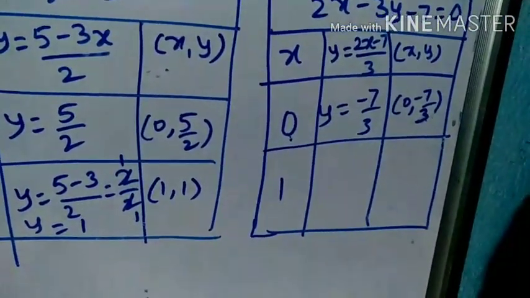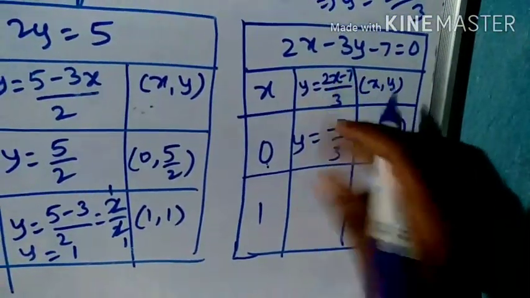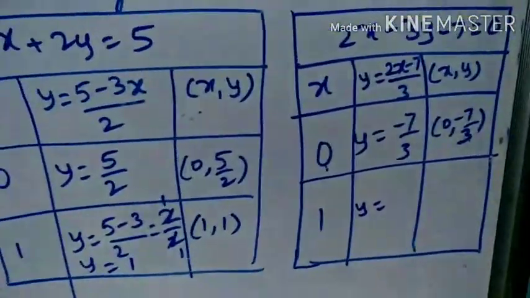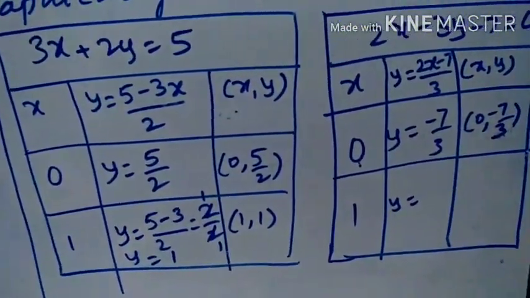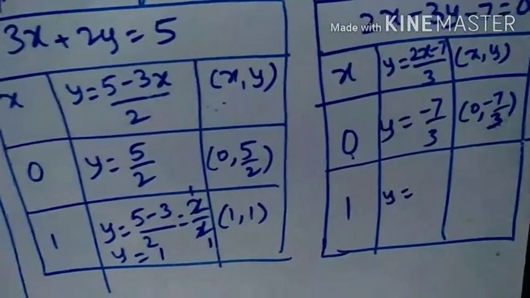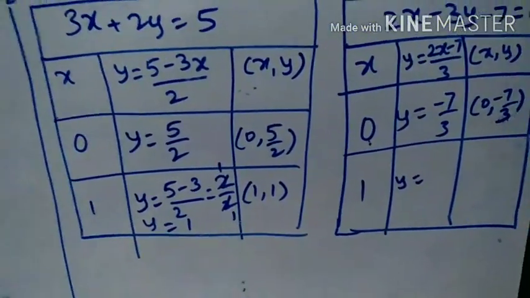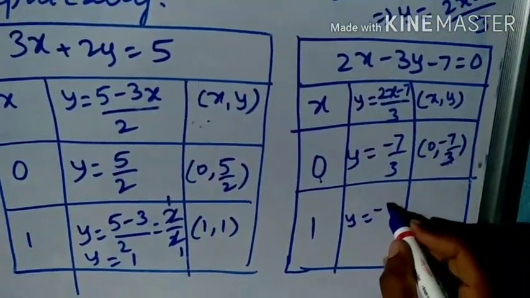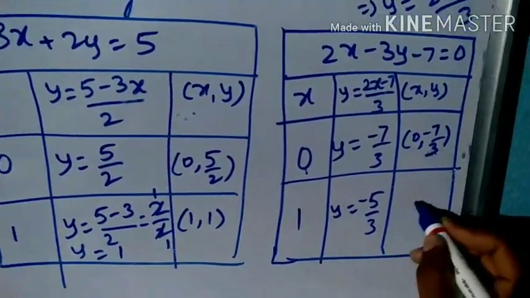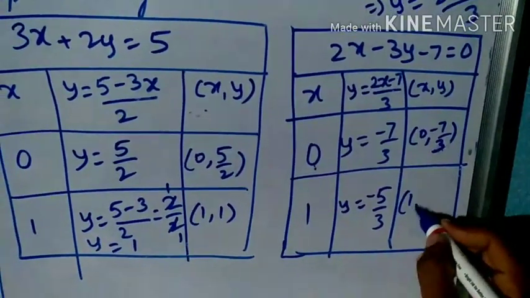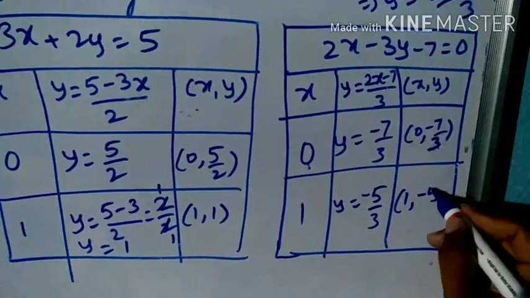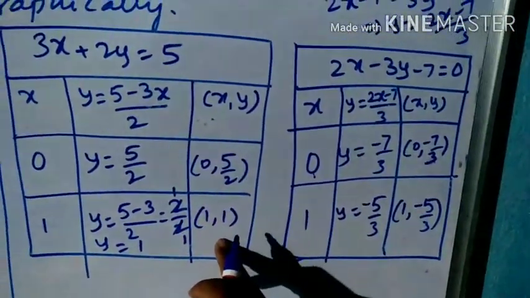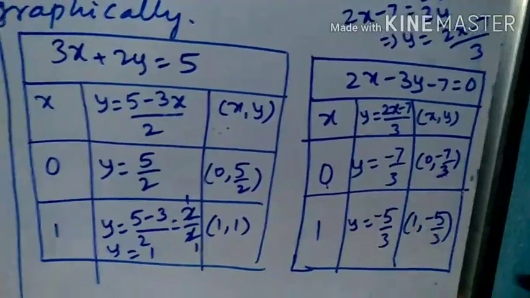Next take 1. Keep 1 in place of x. So 2 into 1 is 2. 2 minus 7 is minus 5, because 7 has the minus sign, so it is minus 5 by 3. So it is 1 comma minus 5 by 3. So these are the points: 0 comma 5 by 2 and 1 comma 1.